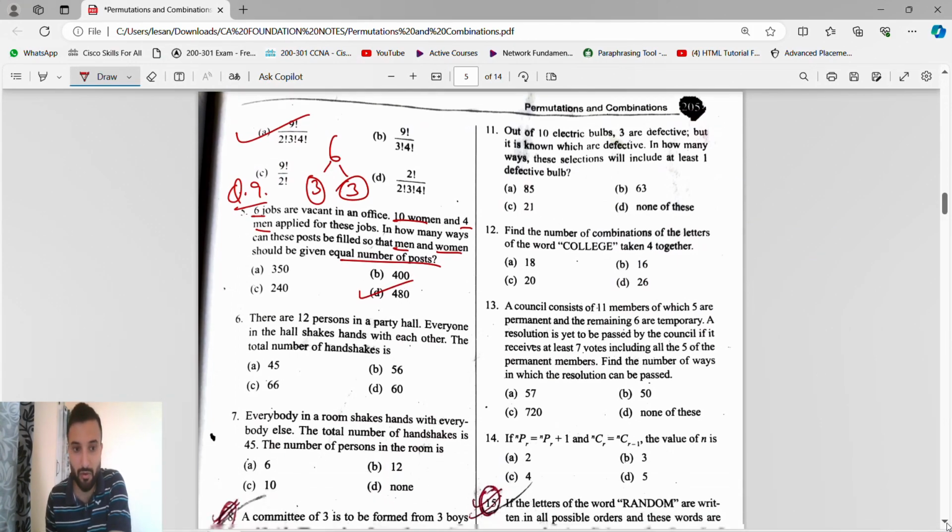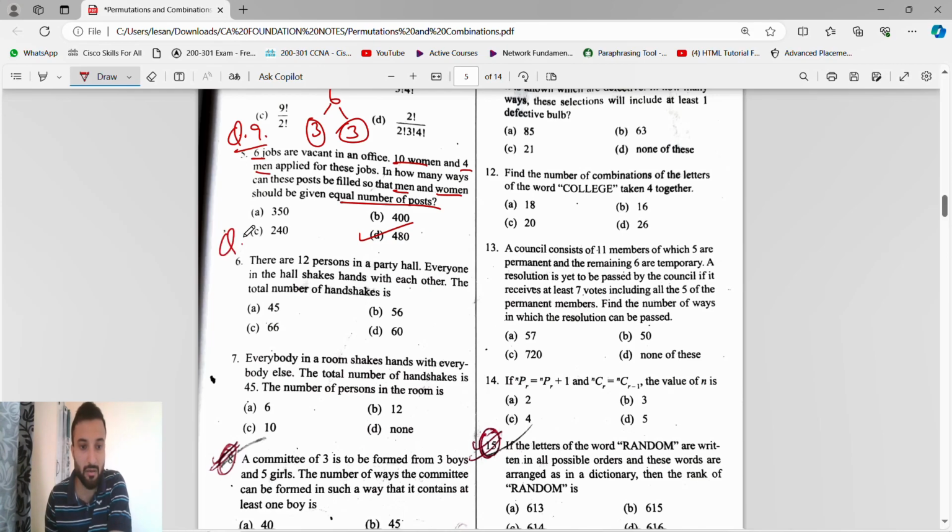Now we'll come to the next question. Question number 10. There are 12 persons in a party hall. Everyone in the hall shakes hands with each other. So they are shaking hands with each other. So this is a very important thing.